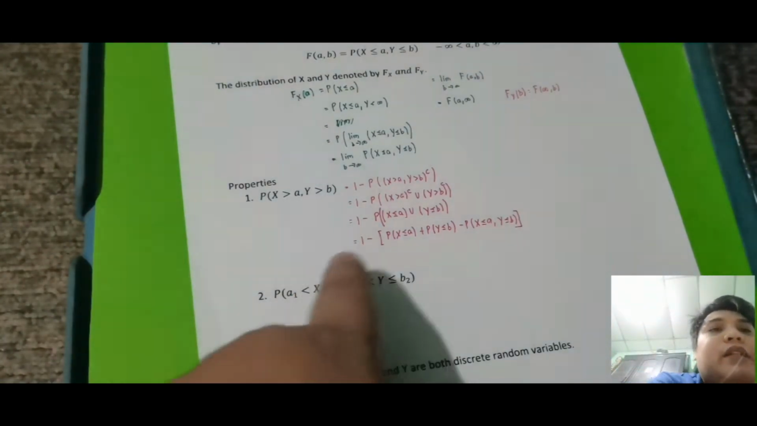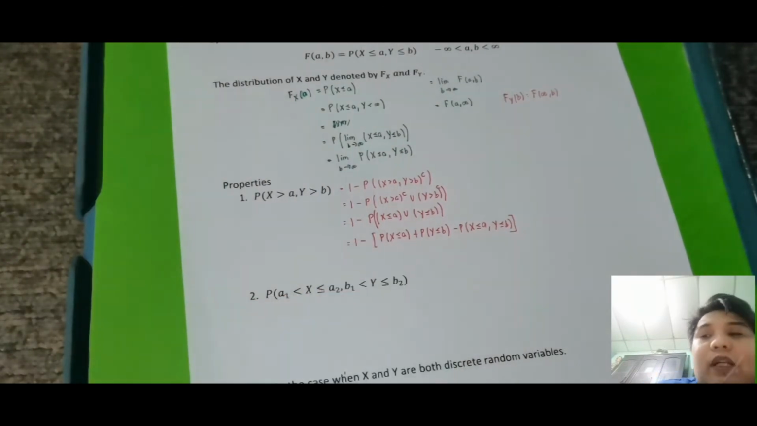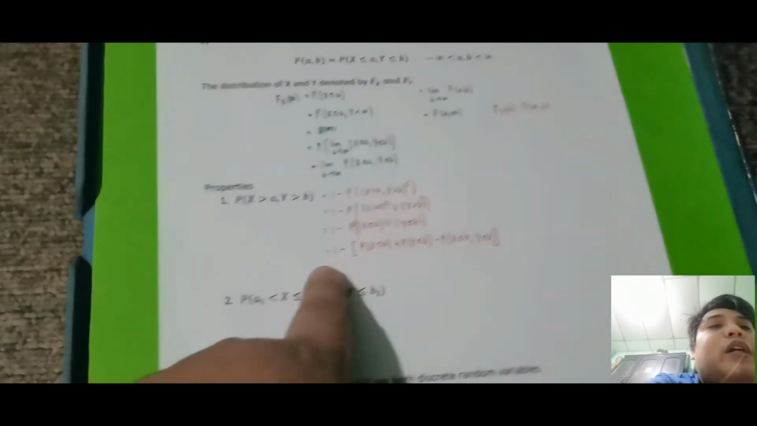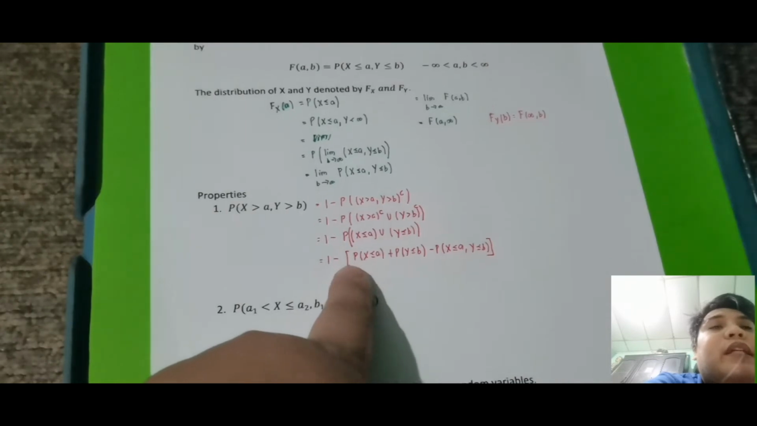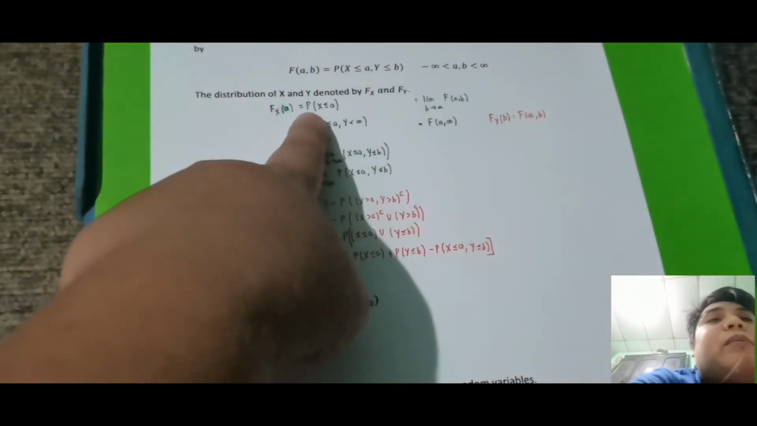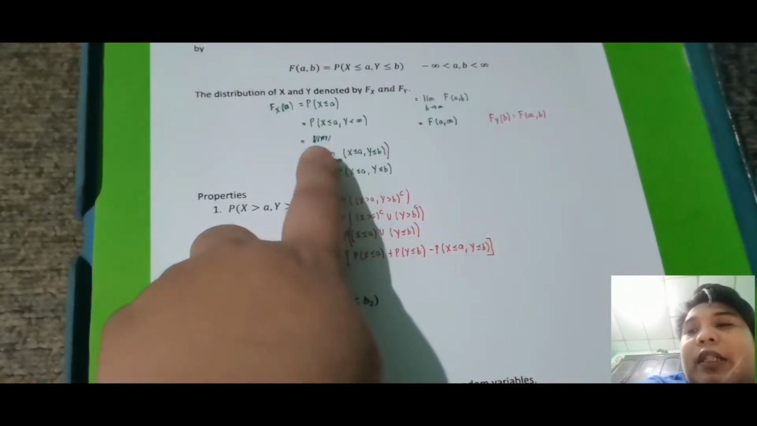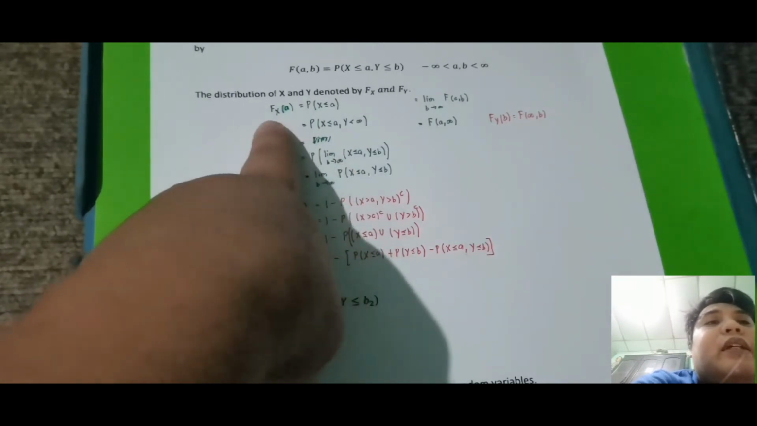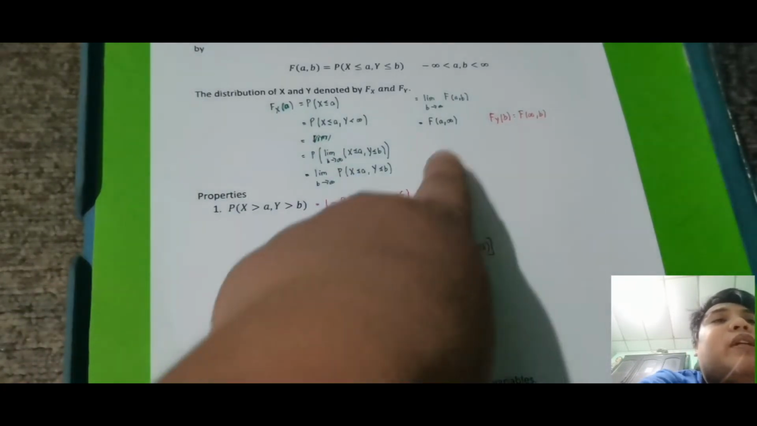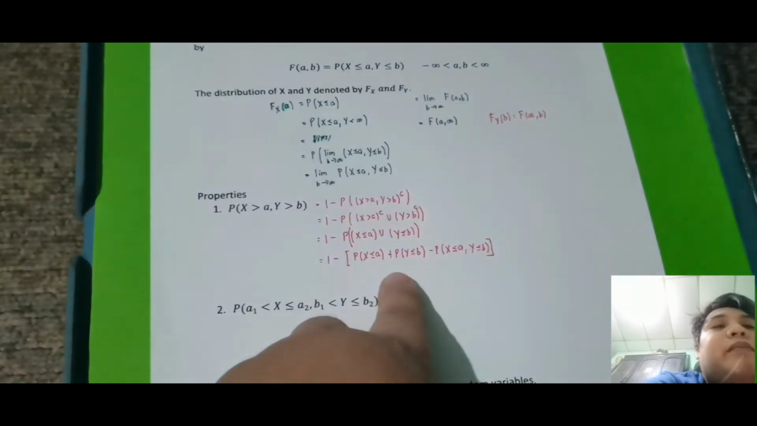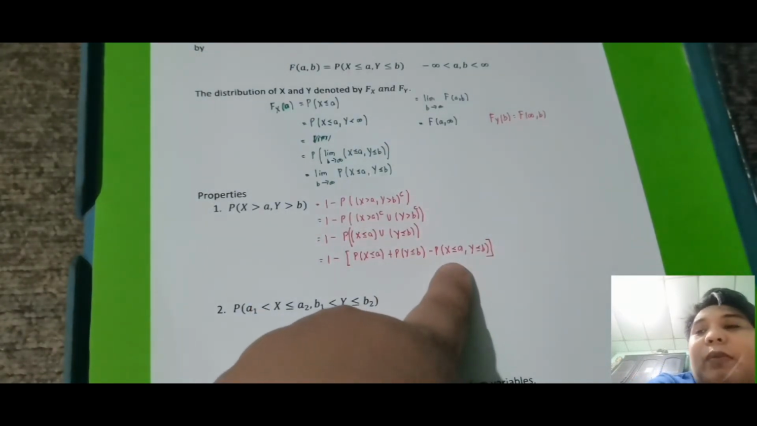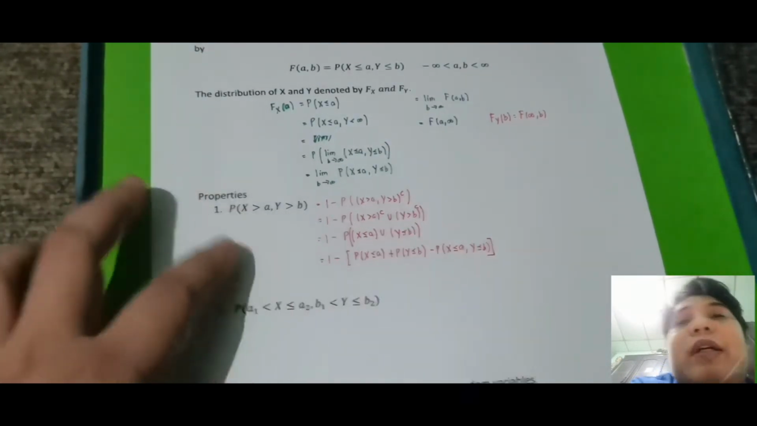Okay, next is apply na natin, no? Lagay natin yung negative sa lahat ng yan. Okay, so we are aware na meron tayong probability na X less than or equal to A, na ang probability ng X less than or equal to A is just F sub X of A. Ang probability ng Y less than or equal to B is just F sub Y of B. Okay, and probability nito is just F of A, comma B. So pasok ko lang yung mga negative.